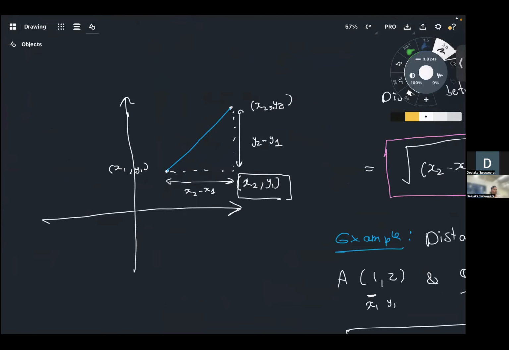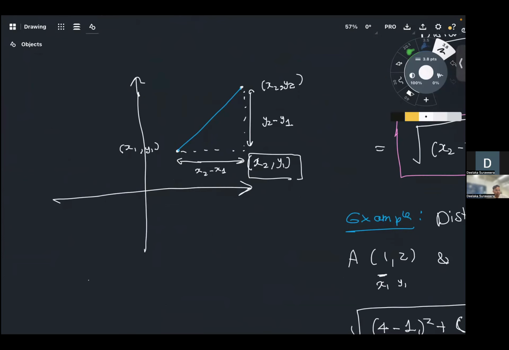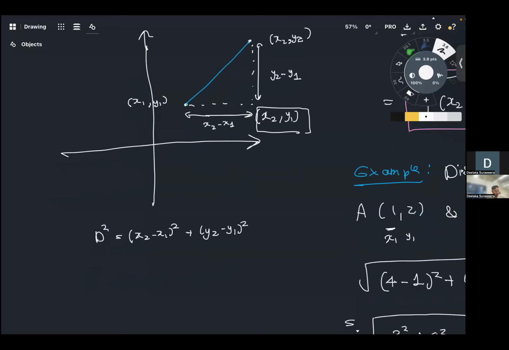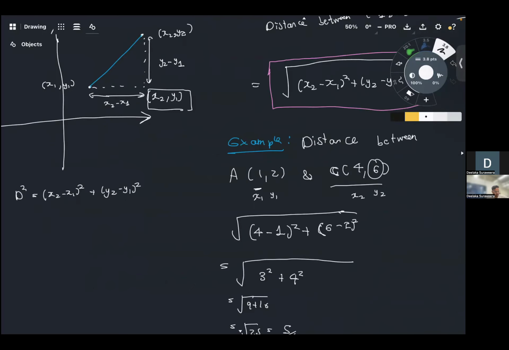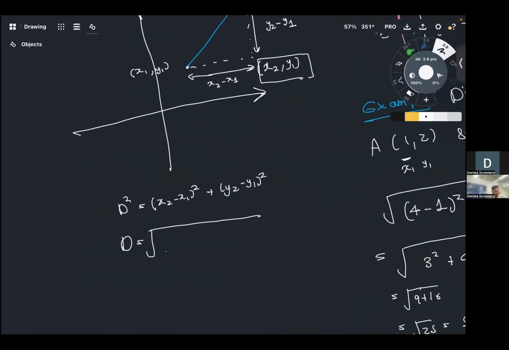Now, if we apply Pythag here, the distance squared is (x2 minus x1) squared plus (y2 minus y1) squared. Then you square root both sides to get the distance, because you have distance squared. That's your formula. Make sense? That's it.